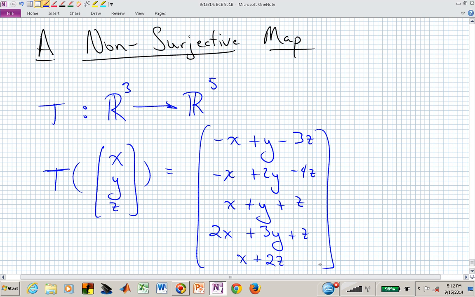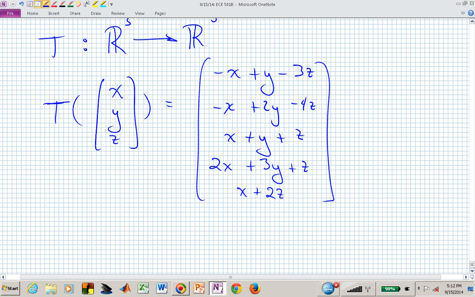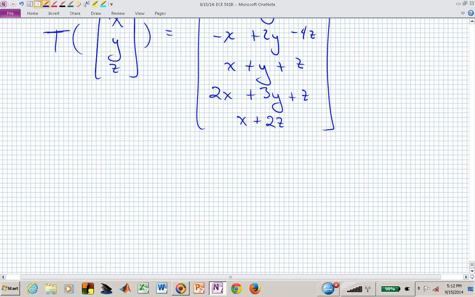Before, we were interested in what points x, y, z map to the 0 vector. That was concerning the null space. Now we're concerning the range space. We want to know where x, y, z can take us in this 5-dimensional space. Where can we get to? And it should be obvious. It's just a 5-dimensional vector.